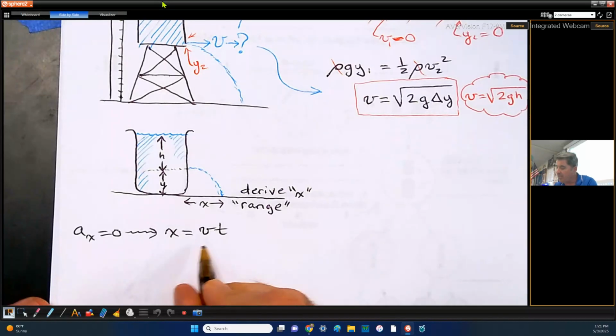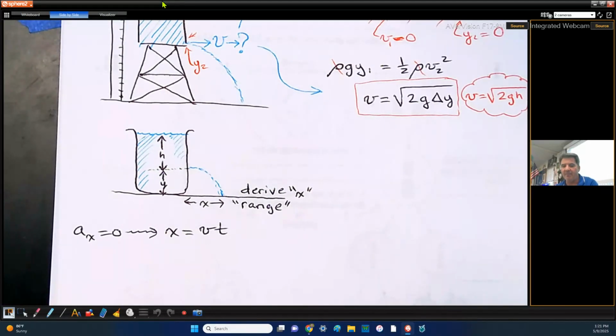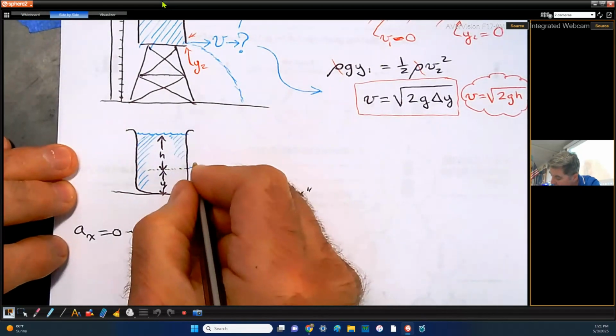So this is review. What is our velocity going to be? I'm going to derive this. What's our velocity going to be? Well, the velocity is going to be the velocity coming out here.